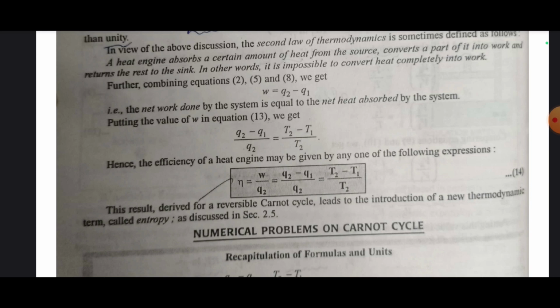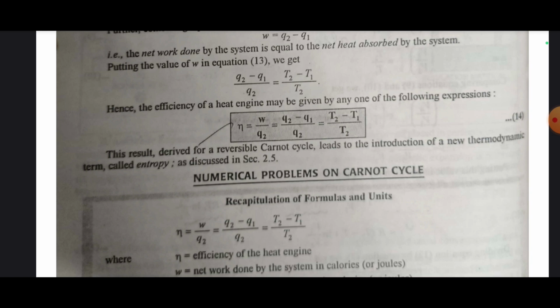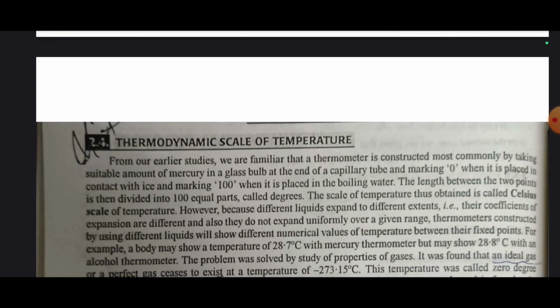Putting this value of W in equation 13, we get (Q2 minus Q1) by Q2 is equal to (T2 minus T1) by T2. Hence, the efficiency of a heat engine may be given by any one of the following expressions, that is, efficiency is equal to W by Q2, is equal to (Q2 minus Q1) by Q2, is equal to (T2 minus T1) by T2. That is equation 14. This result derived for a reversible Carnot cycle leads to the introduction of a new thermodynamic term called entropy.